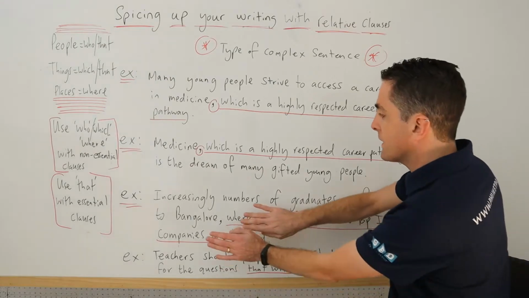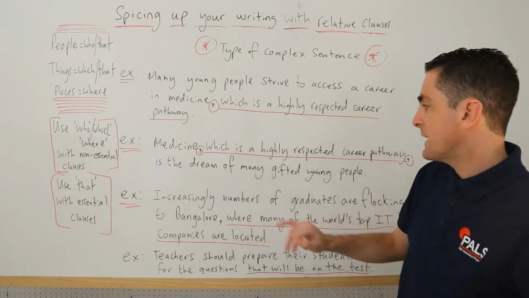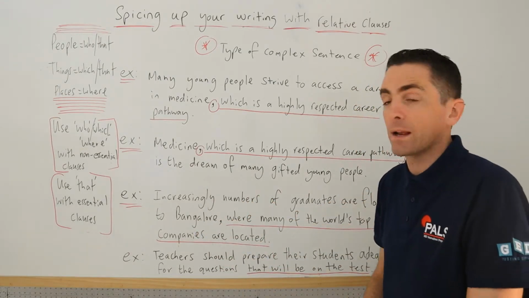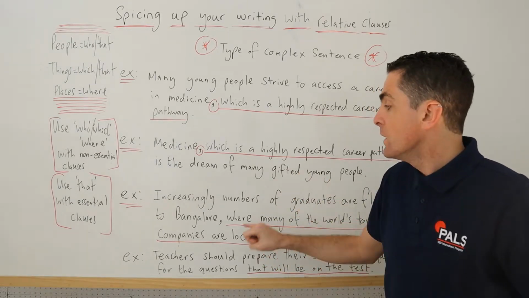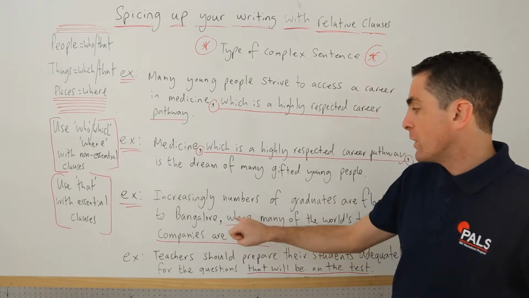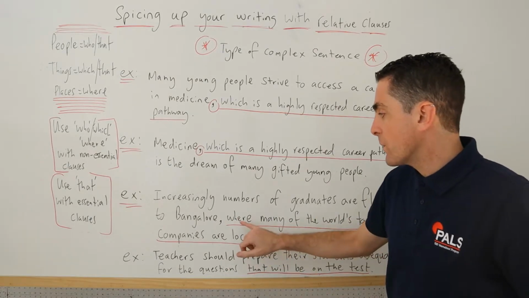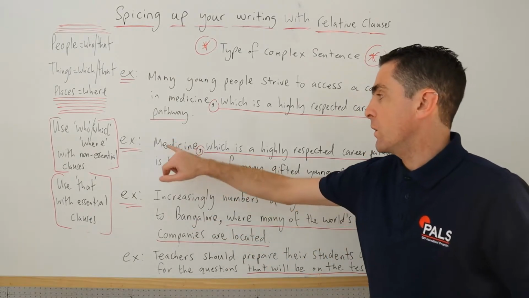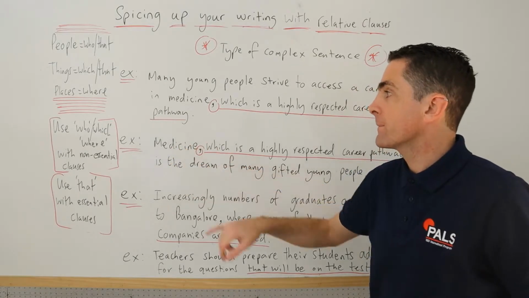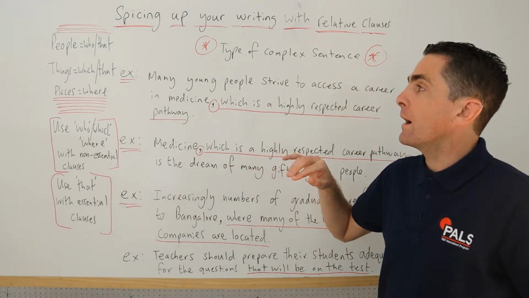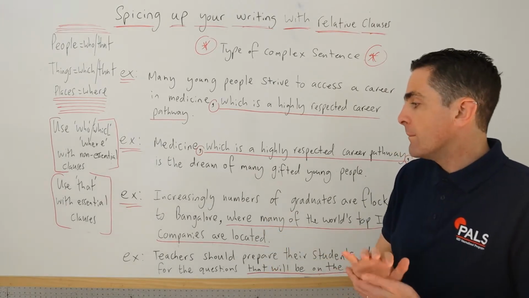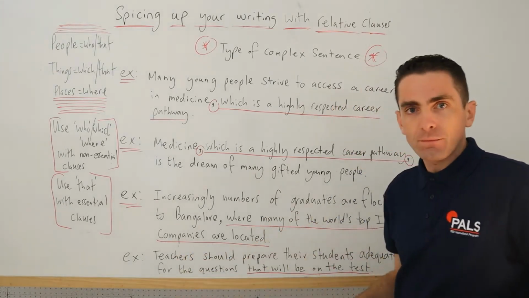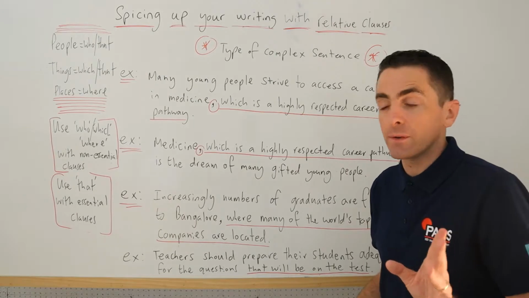And once again, if we take that out, increasingly numbers of graduates are flocking to Bangalore, the sentence makes sense. Again, you have your comma, and then you have your relative clause starting with where because it's a place, or which because it's a thing, or it can be who if it's a person. Okay. Final example here. This one is a little bit different.